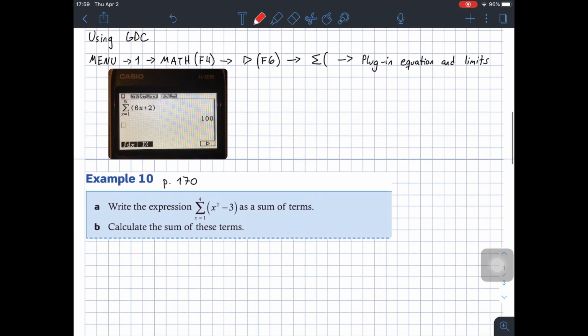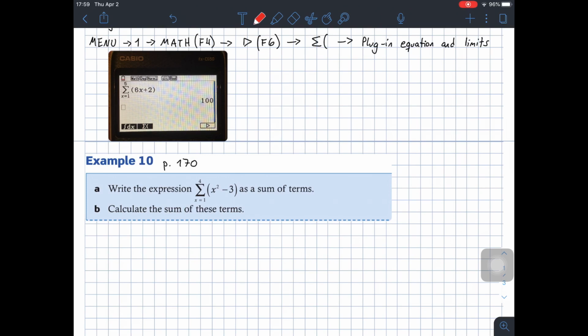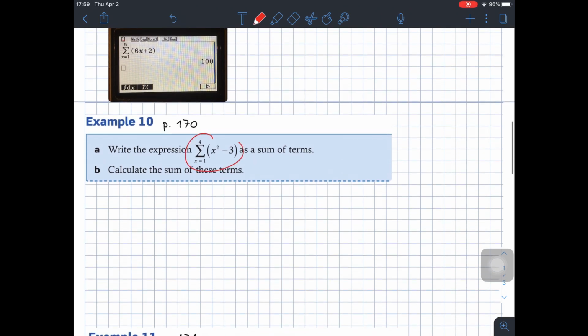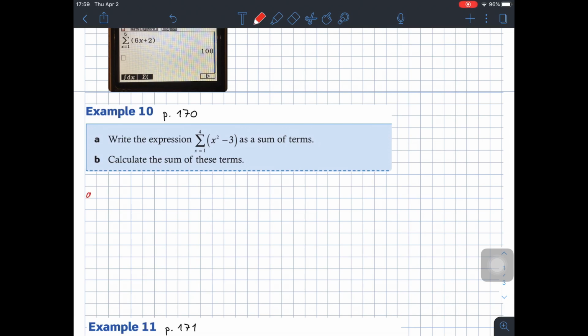Okay, so let's see this example. Example 10 of the book. It says, write the expression, the sum of the first 4 terms of this sequence as a sum of terms. So for part A, we're going to write sigma notation from x equals 1 to x equals 4 of x squared minus 3. So without using the calculator, what are we supposed to do here? We need to add the terms from 1 to 4. So we're going to be replacing the value of x, 1, 2, 3, and 4, and then we're going to add all of the terms.